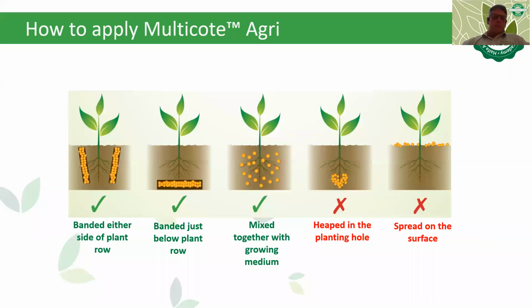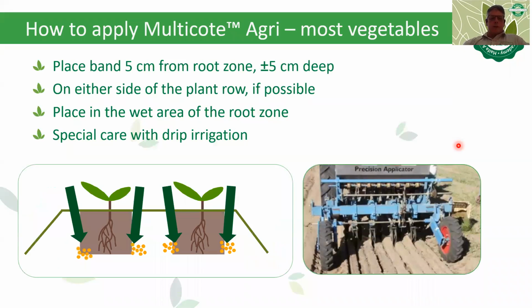So here are just 3 basic guidelines. You can band the fertilizer either side of the plant row. You can band it below the row. You can mix it into the whole ridge around the plant in the root zone. What we do not want is a heaped amount of fertilizer in the planting hole, and we also do not want it spread on the surface because it dries out there. Just another graphic here, you can see we have precision planters with coulters, and basically they can drill the fertilizer in, either pre-planting or post-planting, into the right root zone.